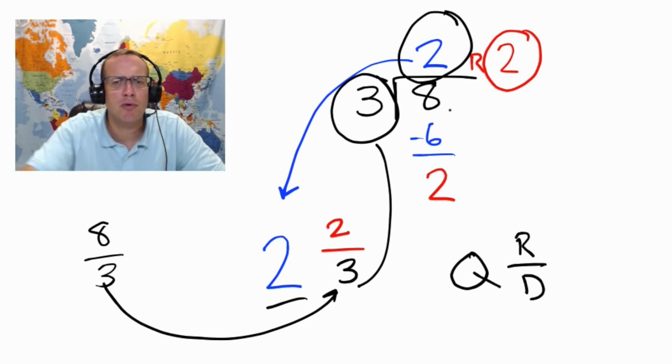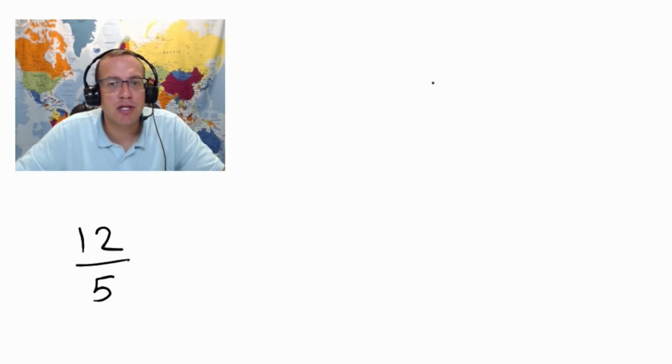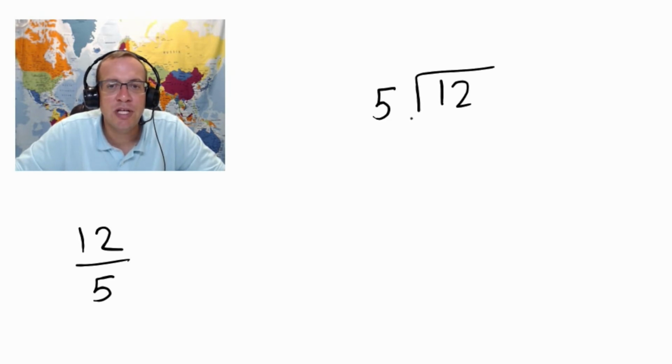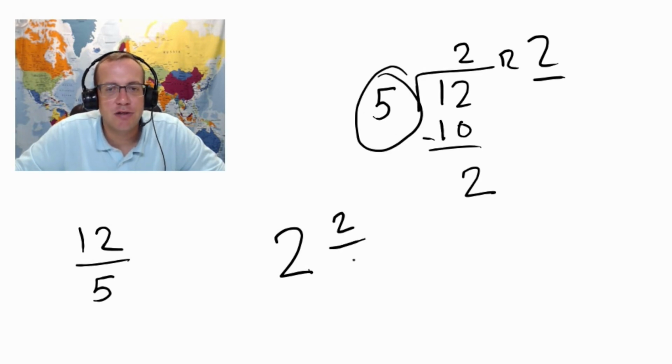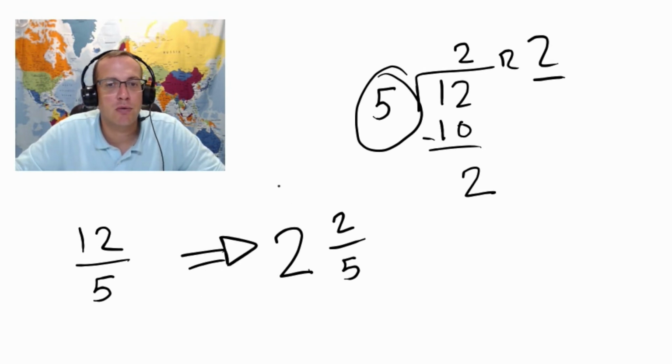Okay, let me just show you one more example. Let's try 12 over 5. Again, we're going to divide 12 by 5 and see what we get. Well, 5 can go into 12 2 times. 2 times 5 is 10. Subtract, and we're left with a remainder of 2. We end up with 2 remainder 2 again. So this is going to be 2, and then we have a 2 here with a divisor of 5. So 2 and 2/5. Okay, so 12 over 5 is equal to 2 and 2/5. Right, our quotient, our remainder, and our divisor.